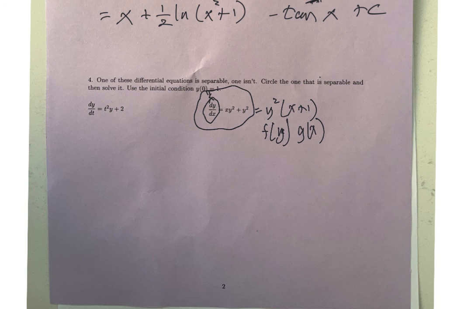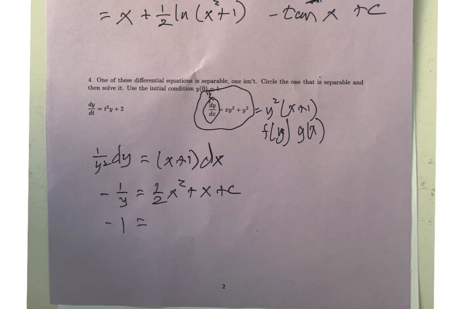So divide by y squared, separate the variables, multiply by dx, x plus 1 dx. Integrate minus 1 over y on the left, 1/2 x squared plus x plus c. Solve for c. Y is equal to 1. So I get minus 1 equals, and I'm plugging in 0. These first 2 terms go away. I get c. And so now I'm at minus 1 over y equals 1/2 x squared plus x minus 1, the constant.